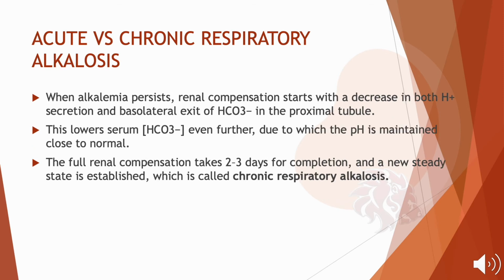Now, when alkalemia persists, renal compensation starts with a decrease in both hydrogen ion secretion and basolateral exit of bicarbonate in the proximal tubule. This lowers serum bicarbonate even further, due to which the pH is maintained close to normal. The full renal compensation takes 2 to 3 days for completion, and a new steady state is established, which is called chronic respiratory alkalosis.